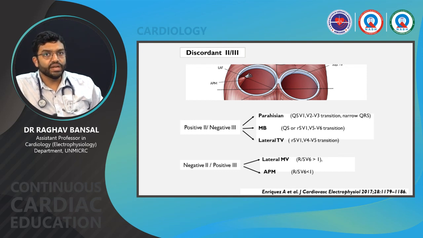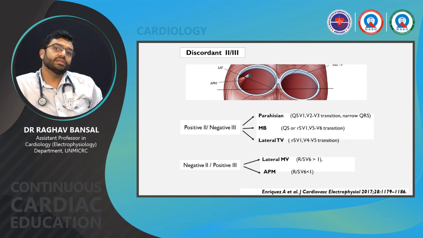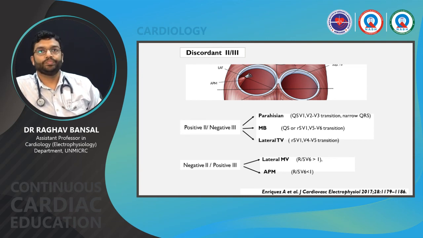If it is negative in lead 2 and positive in lead 3, it means a mid structure which is arising from the left side. It can either be a lateral mitral valve annulus, which will give rise to a big R wave in V6 with an RS ratio of more than 1. Since it is arising from the lateral mitral annulus, it will be a fairly broad tachyarrhythmia, a broad VPC, and an RBBB pattern with a significant R wave in V1. Or, rarely, it can be an anterior papillary muscle, which will again be similar to the mitral annulus. The difference being, since it is a mid cavity structure, it will have a deeper S wave in V6 and an RS ratio in V6 less than 1.